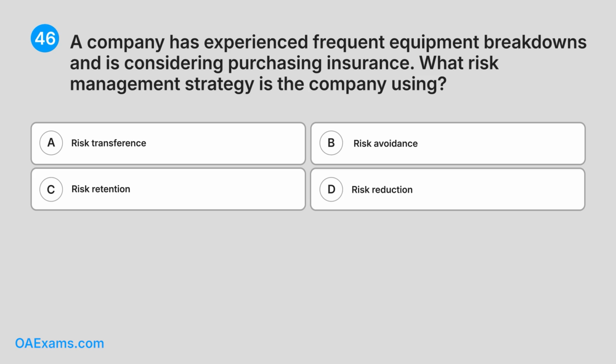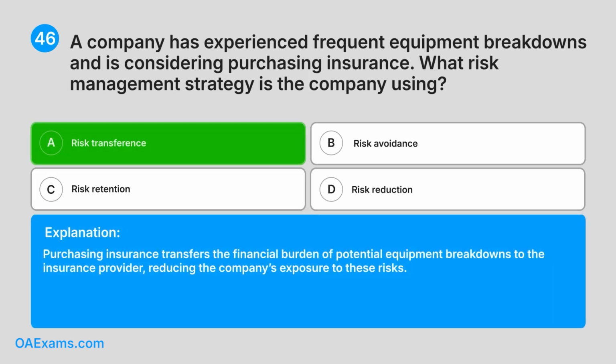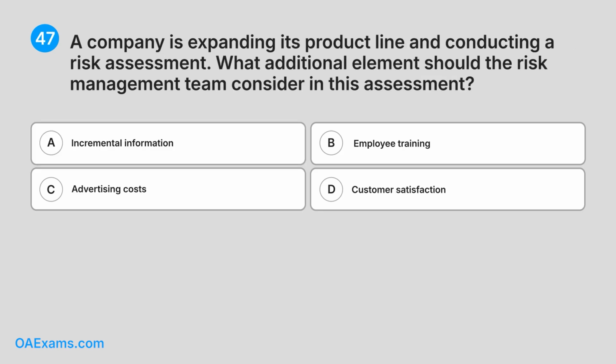A. Risk transference. B. Risk avoidance. C. Risk retention. D. Risk reduction. What do you think is the answer? Correct answer. A. Risk transference. Explanation. Purchasing insurance transfers the financial burden of potential equipment breakdowns to the insurance provider, reducing the company's exposure to these risks. 47. A company is expanding its product line and conducting a risk assessment.